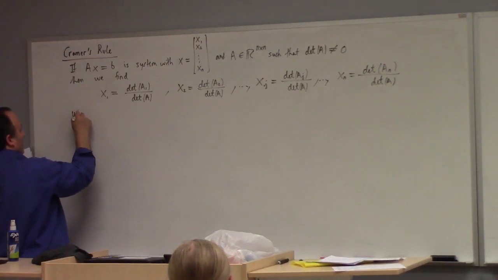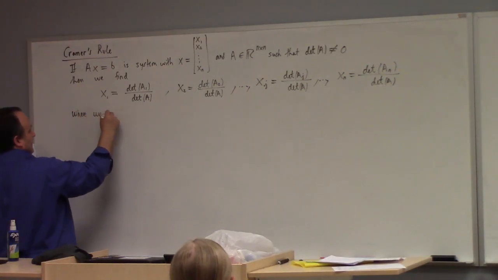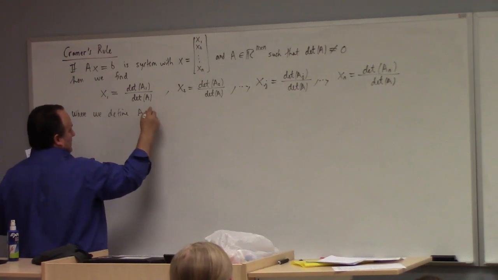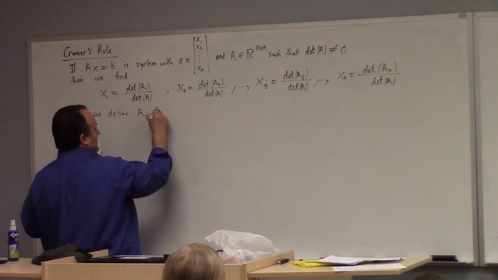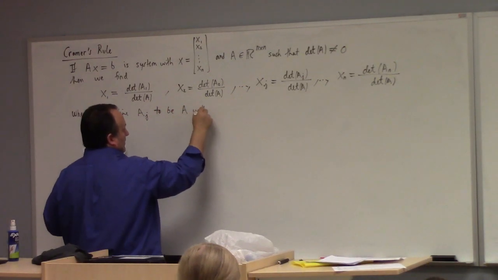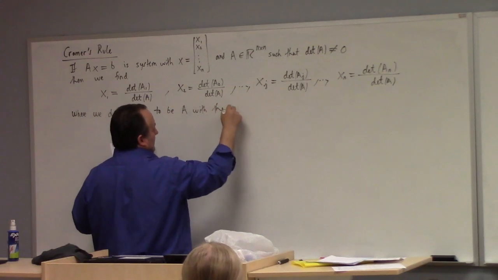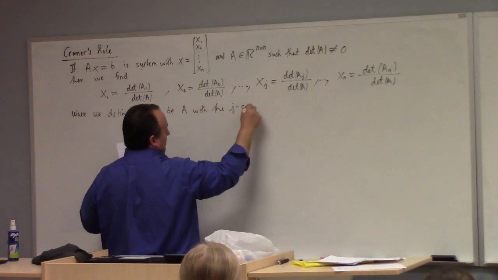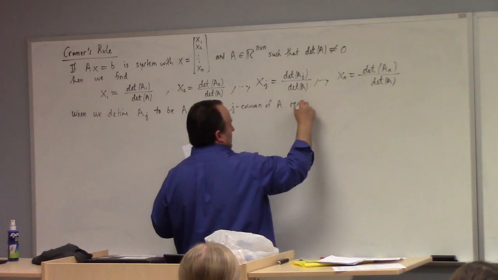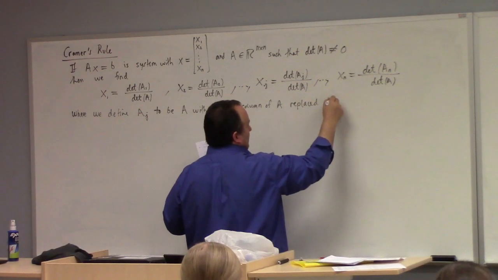Where we define A sub j to be A with the jth column of A replaced with the inhomogeneous term.